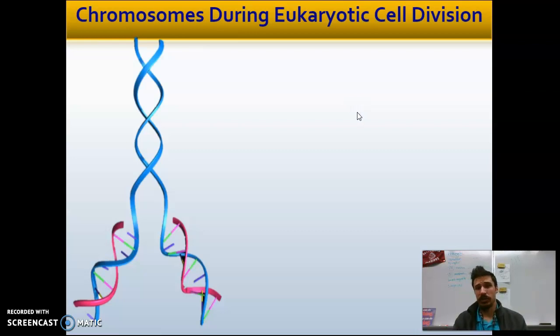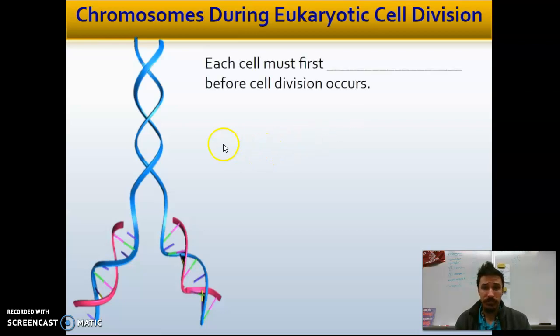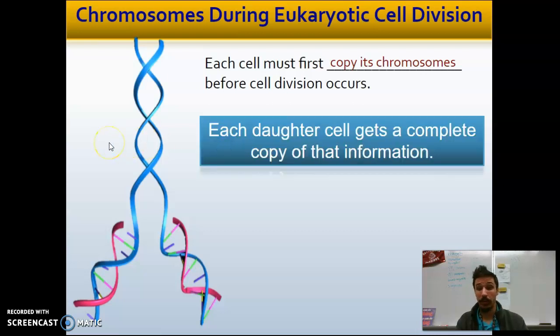Let's talk about chromosomes during eukaryotic animal cell division. So each cell must first, as I said, copy its chromosomes. So if we're talking about us, eukaryotic animal cells, we have 46 chromosomes. So we have to copy those 46 chromosomes and have 92 inside of one cell before division. That way, when the cell divides, each of the new cells, each of the daughter cells, has 46 chromosomes and is identical to the original cell and to each other.